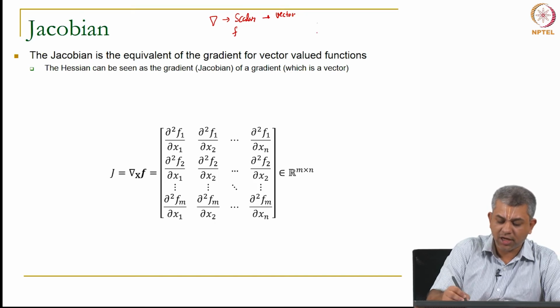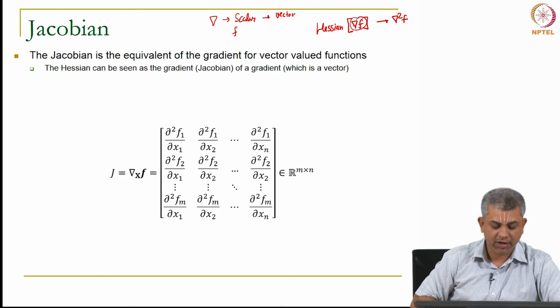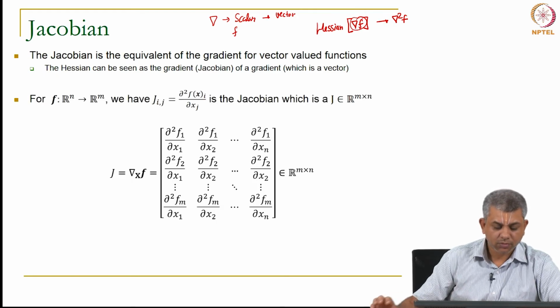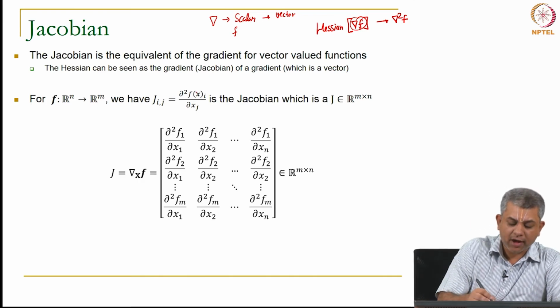So, the Hessian took in gradient of f and gave out del square f, where f is a scalar, but grad f is now a vector. In general, we define the Jacobian as del f i of x by del x j. Remember that since f is now a vector, it is going to have an ith component.